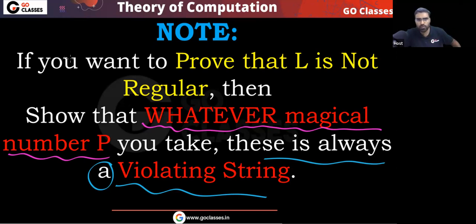If you want to prove L is non-regular, then you can show that whatever P I take, don't take a specific P, for example, don't check P equal to 20 or P equal to 30, just take P. Whatever P you take, there is always some violating string, some string who will say, I will not pump.